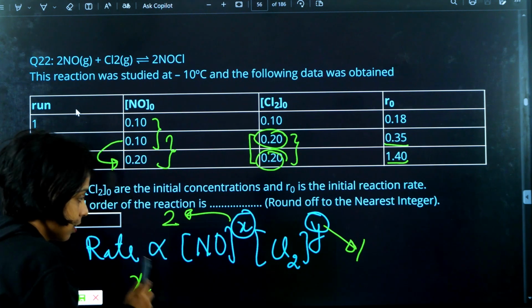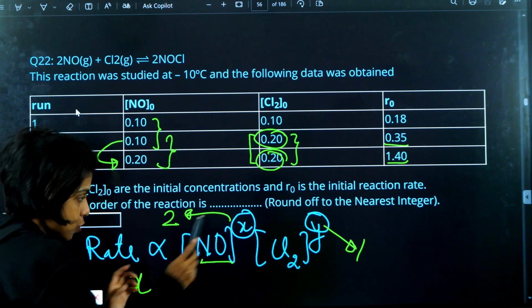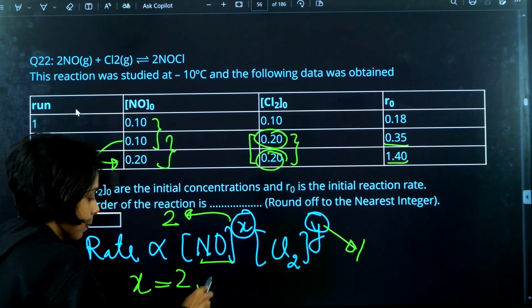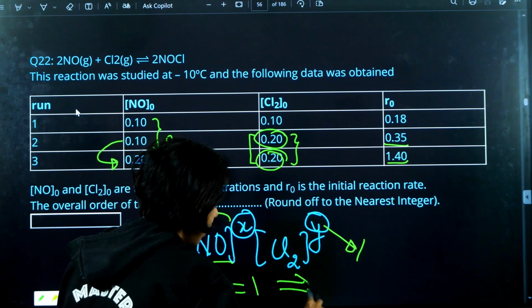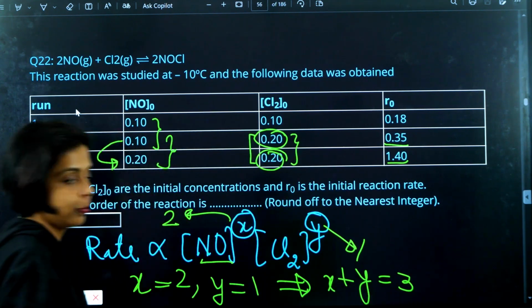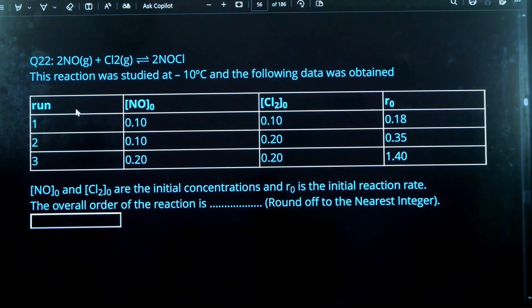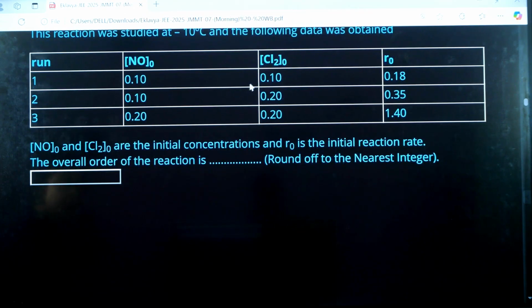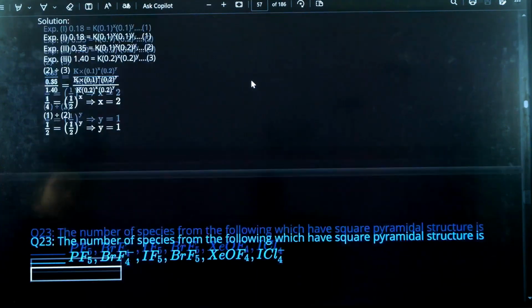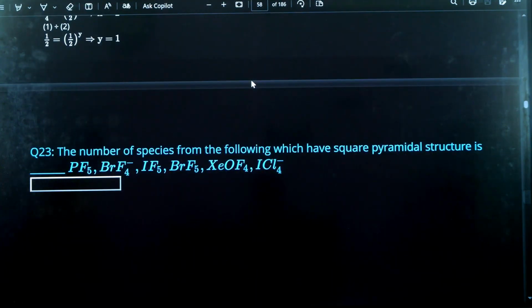So X, the order with respect to NO, is 2, and the order with respect to Cl2 is 1. That means the overall order of the reaction should be X plus Y. That has to be 3. I hope you marked your answer as 3. Very oral question, guys. I don't think you need any pen or paper to solve this kind of question, right? So the answer has to be 3. Now let's move on to the next question, guys.